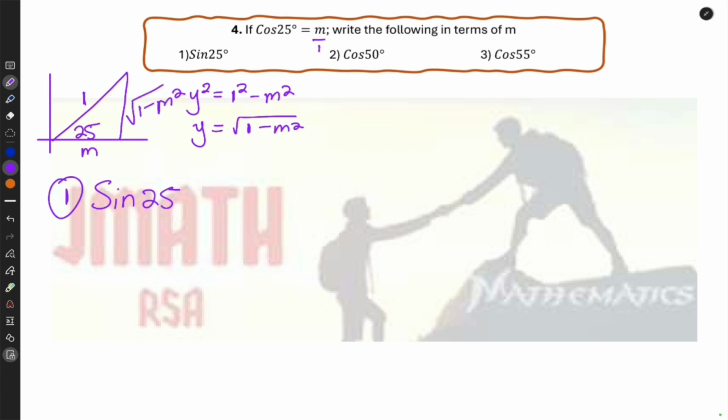So if the question is sine 25, I have a triangle for 25 degrees, so therefore I can just say it's opposite over hypotenuse. So sine 25 would just equal the square root of 1 minus m squared. It's over 1, but you don't need to write that. Question 2, so now it is cos 50.